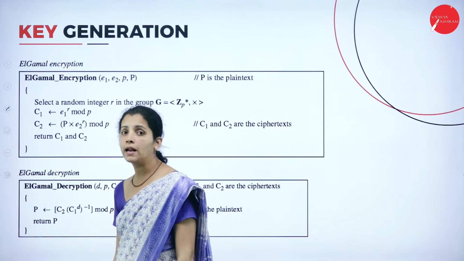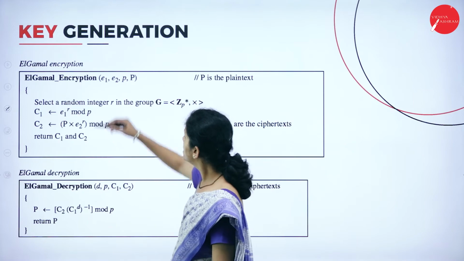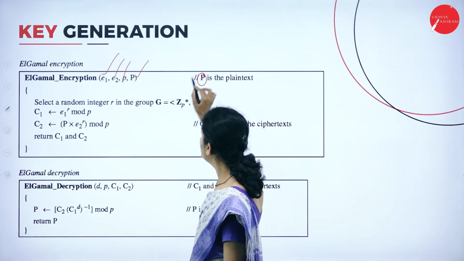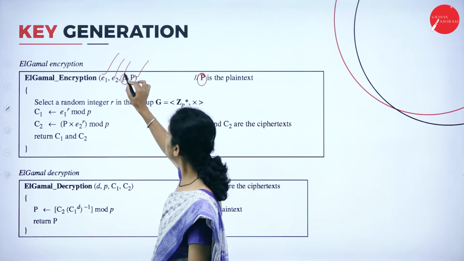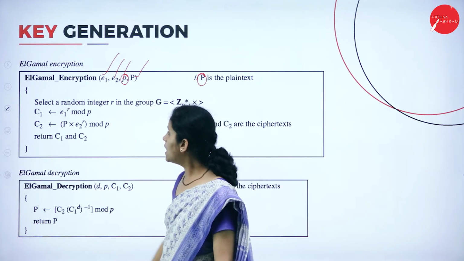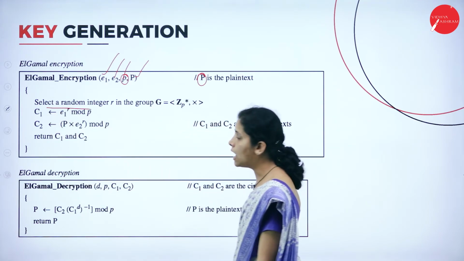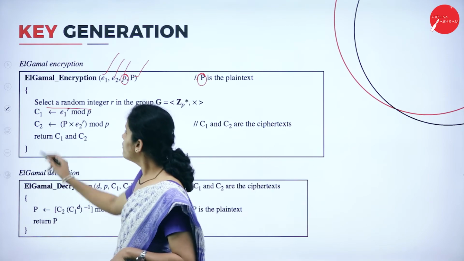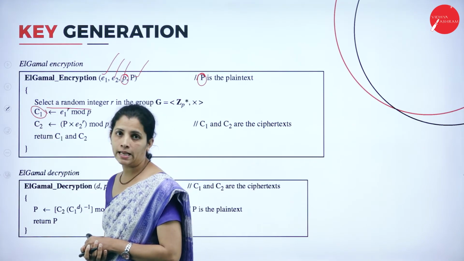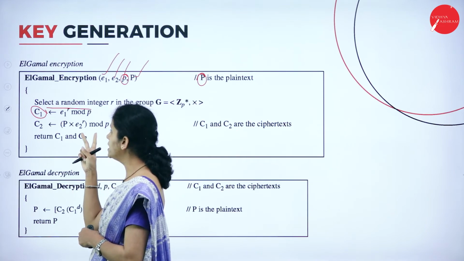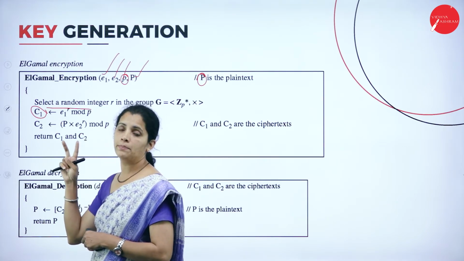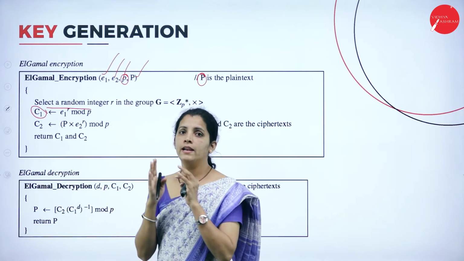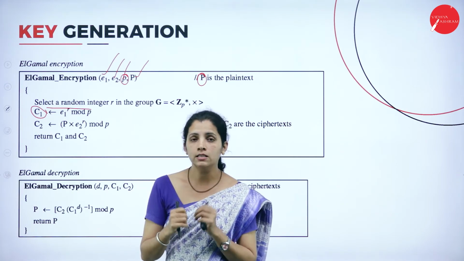Let's see what are the parameters used by the encryption algorithm. That is E1, E2, P and P. So here the second P is the plain text, where the first P is nothing but the prime number. Now I want to select a random integer R. Now I want to get my ciphertext 1 because I'm going to use two keys. Two public keys to encrypt the text. So if I use the first public key, then I'm going to get the first ciphertext. And if I use the second public key, then I'm going to get the second ciphertext.